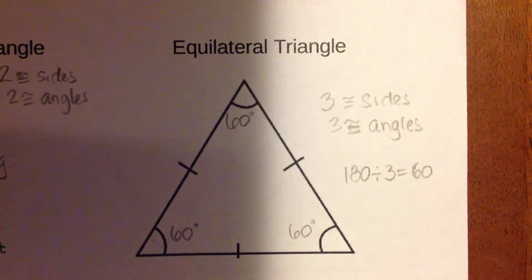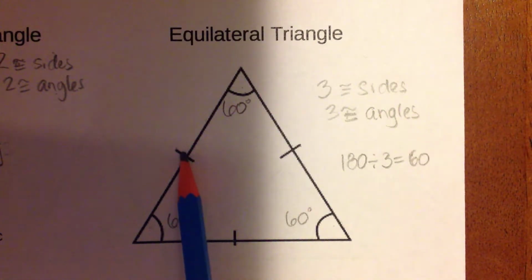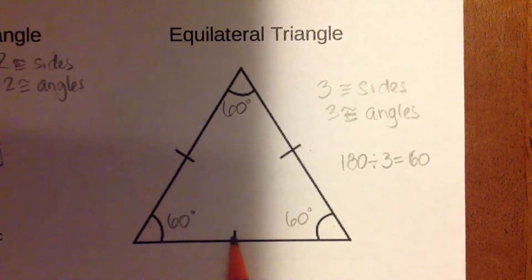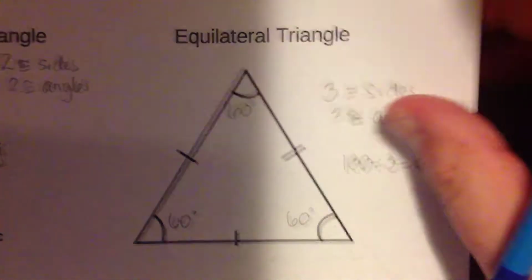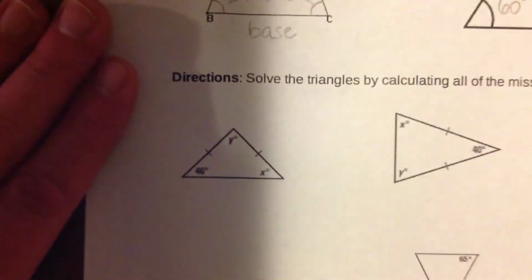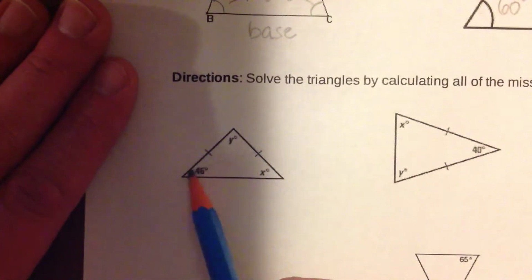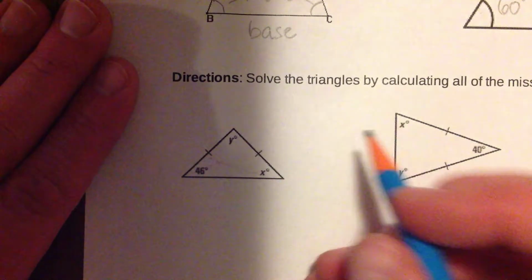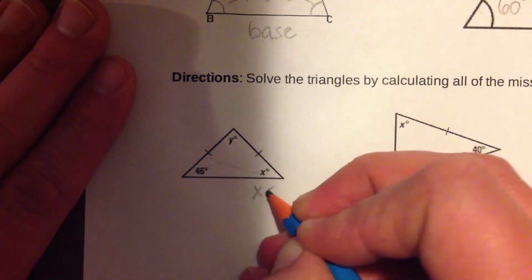The sides might be different measures, but they would be the same side to side. So it would be maybe 6, 6, 6, or 8, 8, 8, or 10.5, 10.5, 10.5. The sides will always be the same, but the angles will always be 60. So let's solve some triangles here. Inside this isosceles triangle, I know it's isosceles because I have two congruent sides. The two angles opposite the congruent sides are my base angles. So I know that this is 46 degrees, and x would also be 46 degrees.